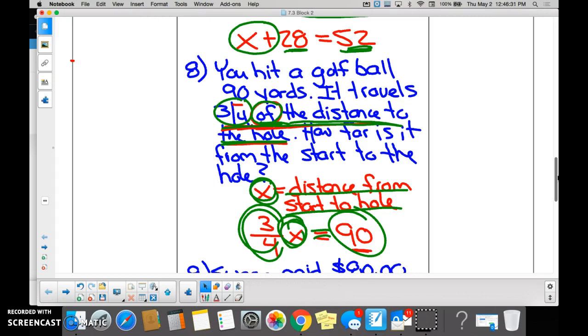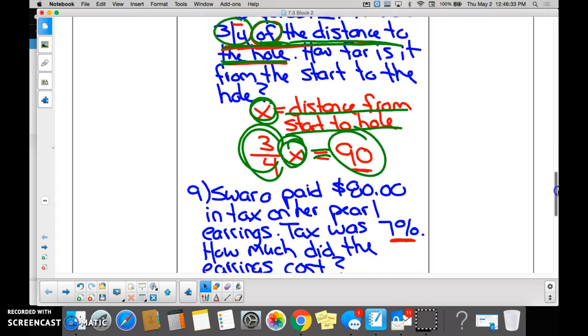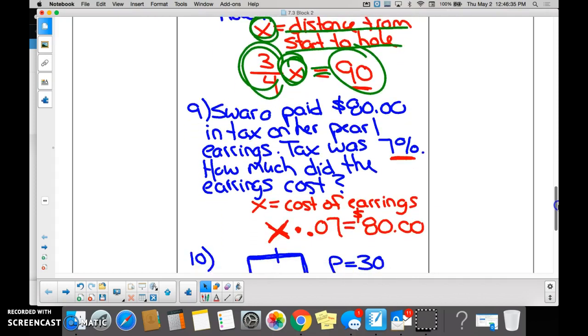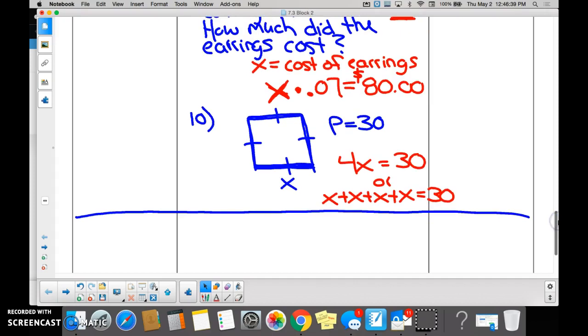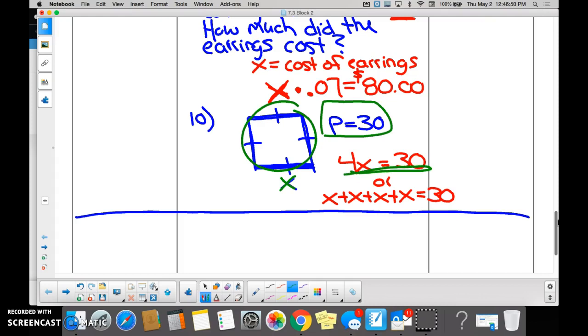And I'm not going to keep doing all of these. Number 9 is very similar to number 8. And number 10 was more like a geometry type problem. Here's x. Here's your shape. Here's your perimeter. What is the equation? 4x equals, because all sides of that square are the same, multiplied by 4, and we knew the perimeter is 30 because I told you before you started the problem. Yes? No? Maybe so.